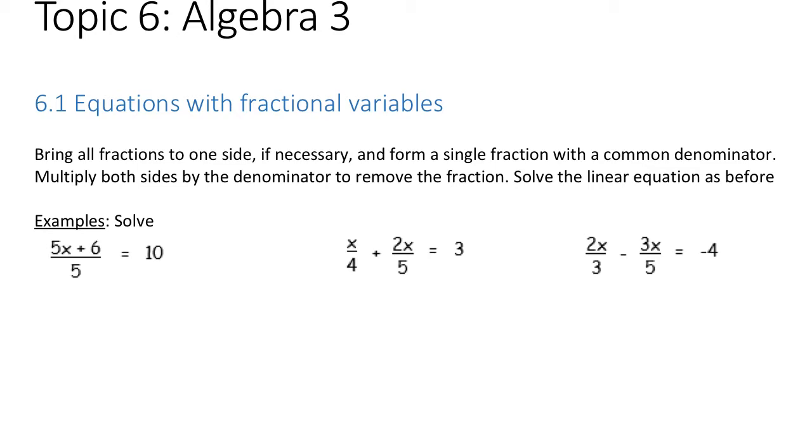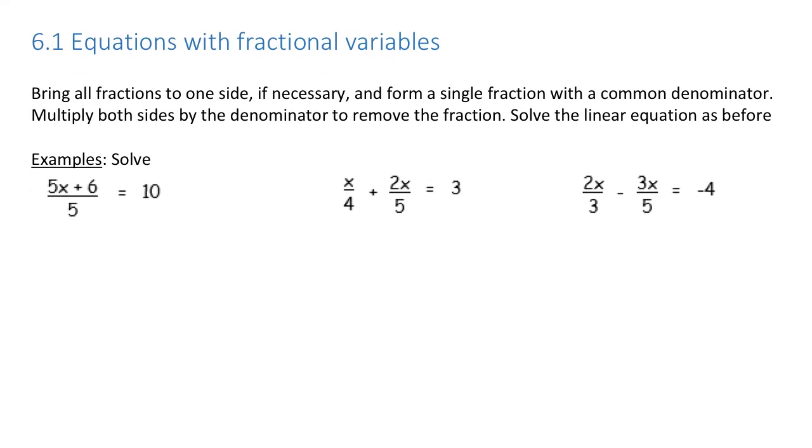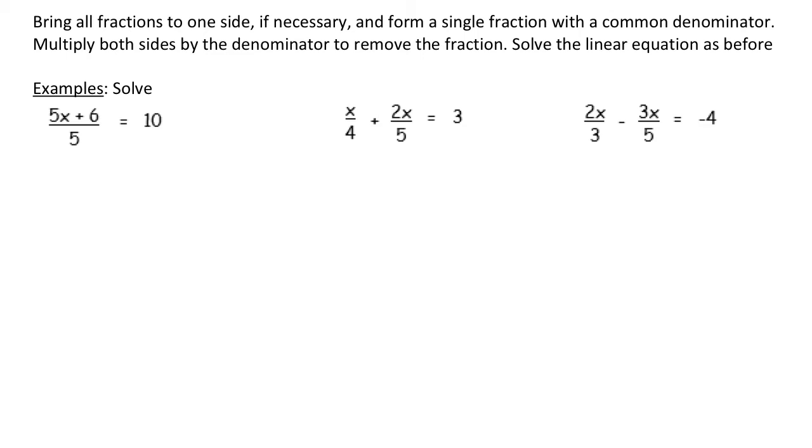So if we look at these examples, the first one, we can see that all the fractions are on one side, they're on the left hand side. So we don't need to move any terms across. Now multiply both sides by the denominator. So if we multiply both sides by 5, that's going to get rid of the denominator on the left hand side, and we're going to be left with 5x plus 6. And on the right hand side we're going to have 50.